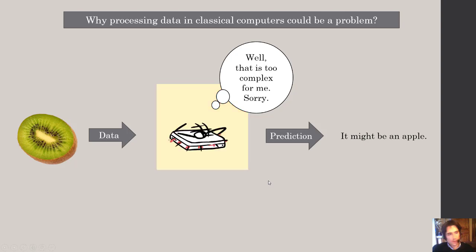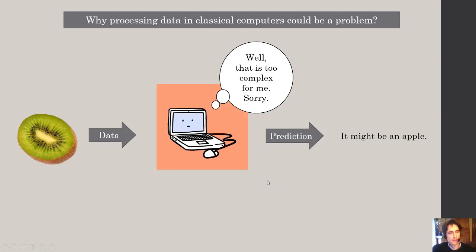And in fact, some patterns could be too complex for classical computers to deal with. In this example, we have a chunk of data represented by a kiwi. So let's assume that it contains 175 terabytes. And we ask the classical computer to analyze it and to tell what the fruit is. And the prediction will be wrong because there is too much data to analyze and so too many patterns to learn.